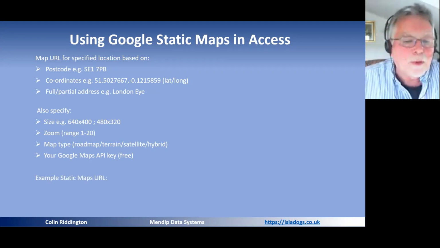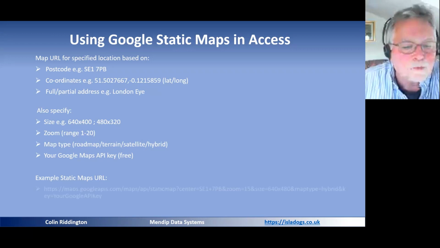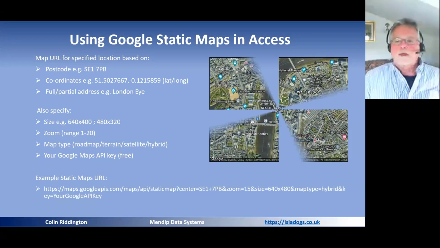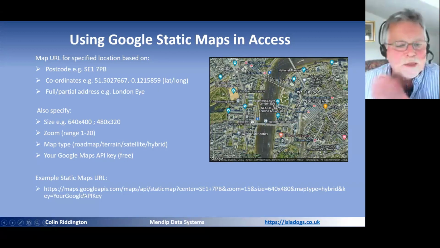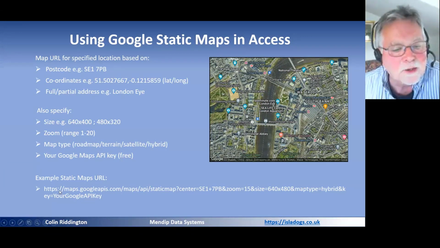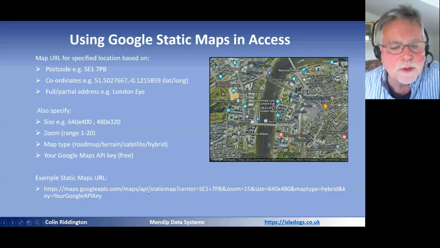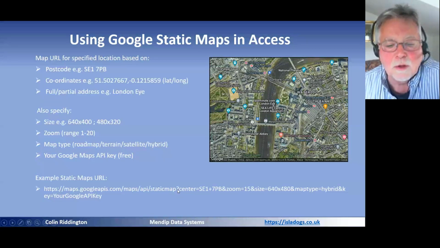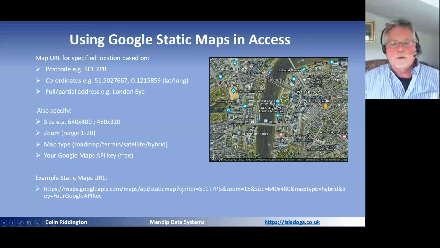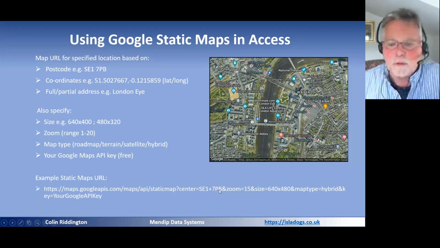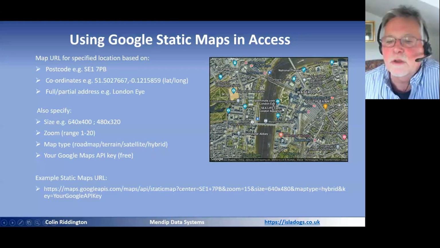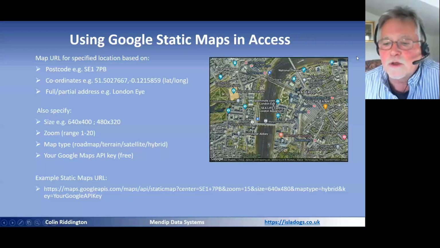An example of the sort of map URL that you will be building up from this is the following. And this is the map that I've got with this URL. You start off with the base address there, https maps.googleapis.com maps api staticmap. That bit goes at the beginning of every URL you use, followed by a question mark. And then after that, I've put in the center based on the London Eye, SE1 7PB is its UK postcode. A zoom value of 15 is pretty good as a default level for most purposes. I've chosen a size of 640 horizontally, 480 vertically, and I've chosen a hybrid map type.